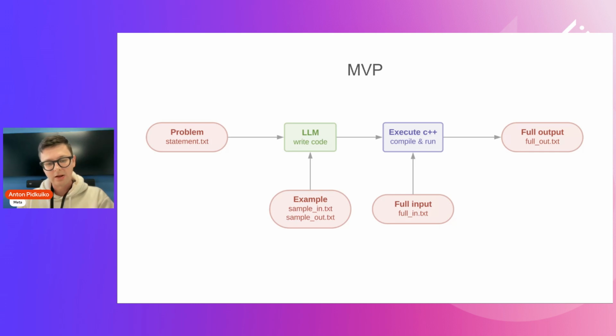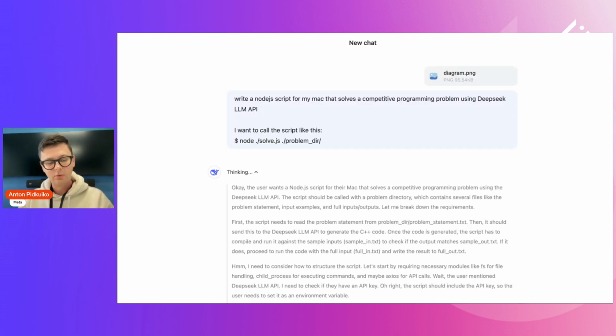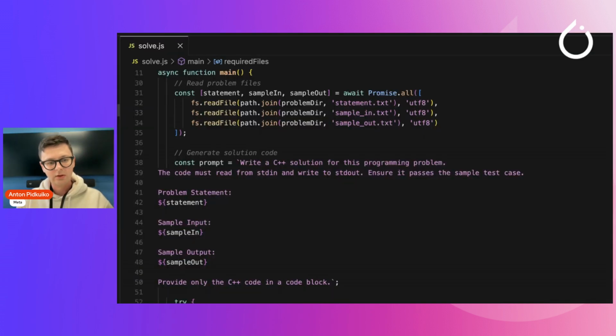With LLMs like R1, which I'm going to use, and it's very exciting that an open source model is for the first time in a while really at the frontier, a model like this is able to build this MVP just with one prompt. I literally took a screenshot of the diagram I showed previously and wrote one sentence. Write Node.js script for my Mac that solves competitive problem using DeepSeek API. If you don't like Node.js, you can use Python, you can use any language, it doesn't matter. One prompt and it just works.